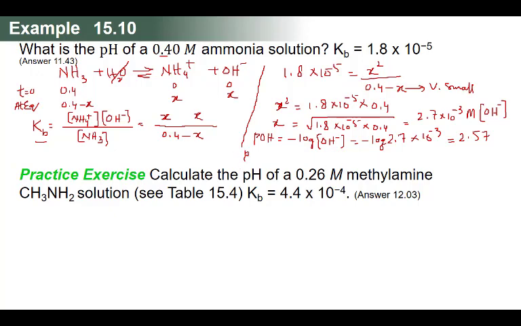So pH plus pOH is equal to 14, because our question is pH, not pOH. So we can say pH is 14 minus pOH, which is 14 minus 2.57, equal to 11.43. The answer is 11.43. So this is the answer.